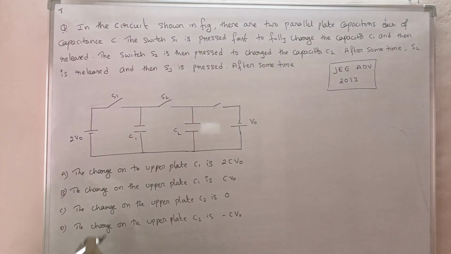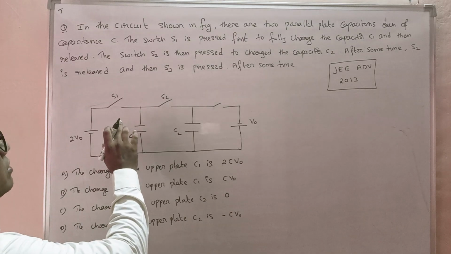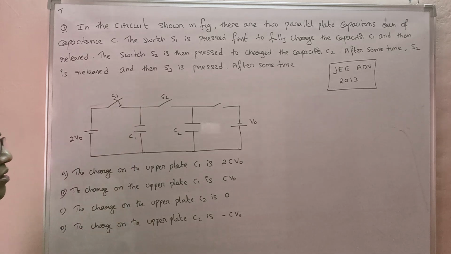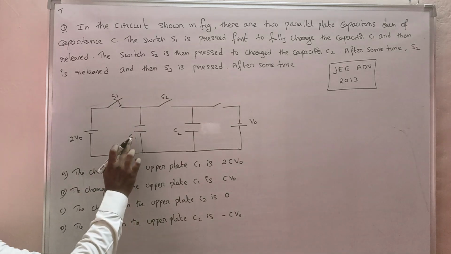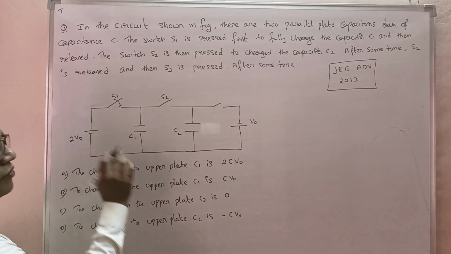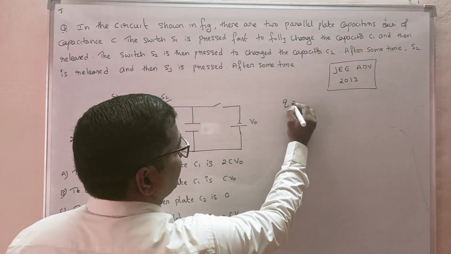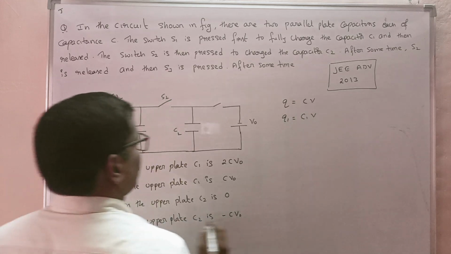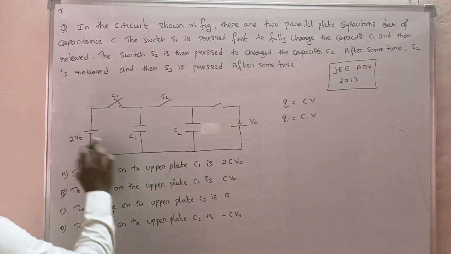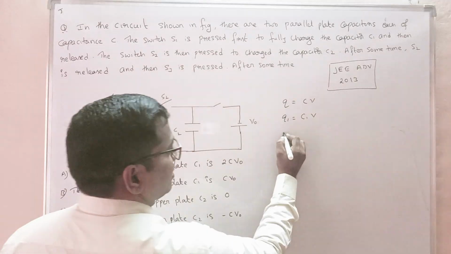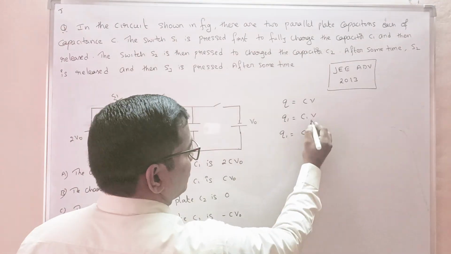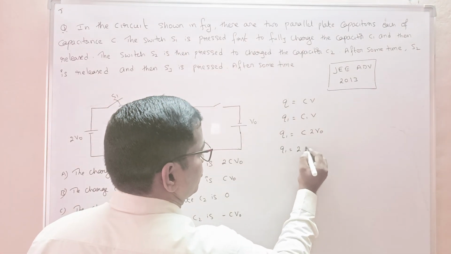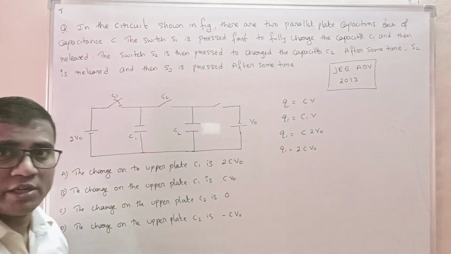See, here it says that first the switch S1 is pressed. First it is closed. When it is closed, this C1 is connected to the battery. We know we can write the formula Q equals CV. So Q1 is C1 into V. Here V is nothing but 2V0, and capacitance is given as C. So Q1 can be written as C times 2V0, so Q1 is equal to 2CV0.